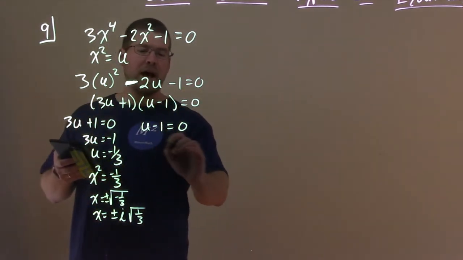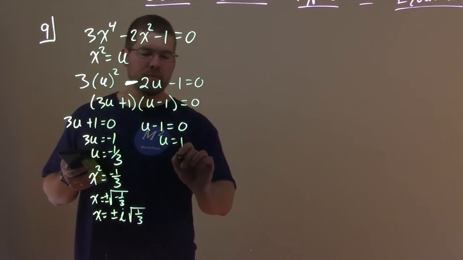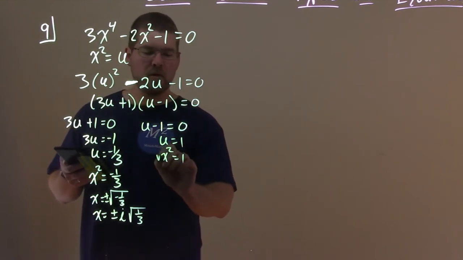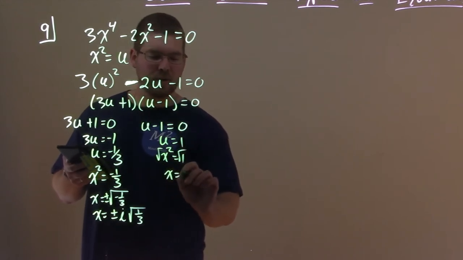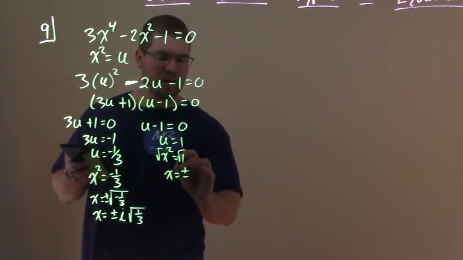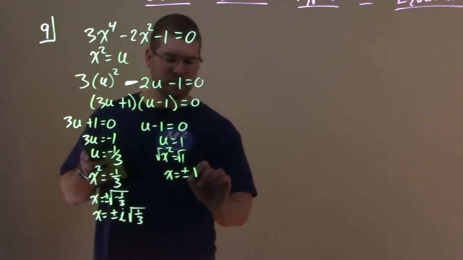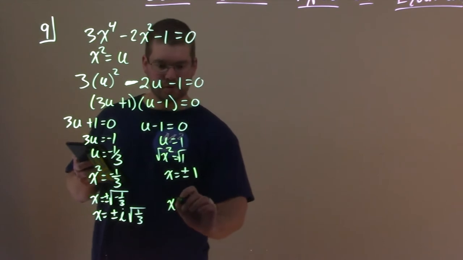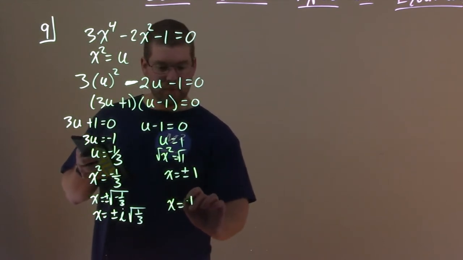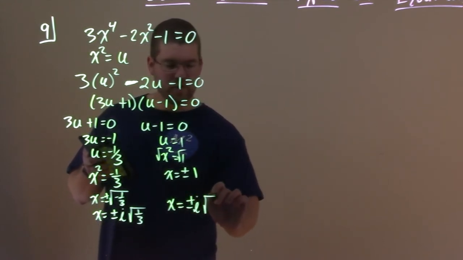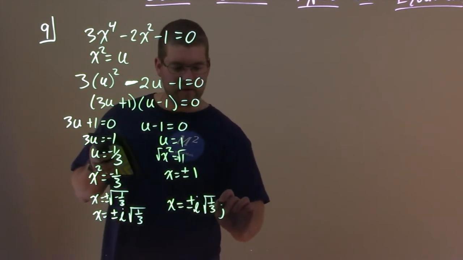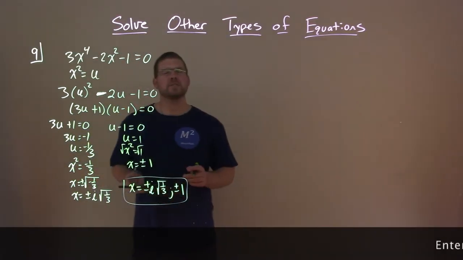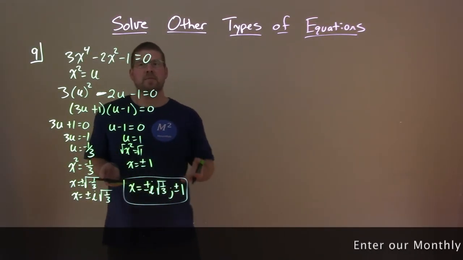The other part: add 1 to both sides, u equals 1. Now, x squared in for u. X squared equals 1. Square root both sides here, and x equals plus or minus the square root of 1, which you should know, which is just 1. So our two solutions here, or four solutions in a sense, are x equals plus or minus i square root of 1/3 and plus or minus 1. So that's a little interesting case, the first diving into substituting with u.